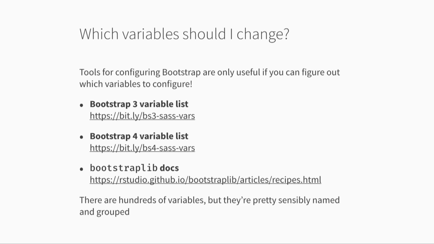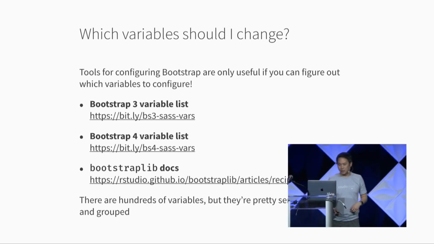OK, which, if you're a skeptic, you might have been rolling your eyes a little bit that I just knew that primary and secondary were the names of those variables. So how do we know what variables to type in? So there are links here to the variable list. I'll have a link to these again at the end. So there are hundreds of variables, but they're very sensibly named and grouped in the Bootstrap source code. But in addition, we've written our own custom documentation for you fine folks in the Shiny community that are more along the lines of things that you might need to do. And these docs will be evolving over time as well.